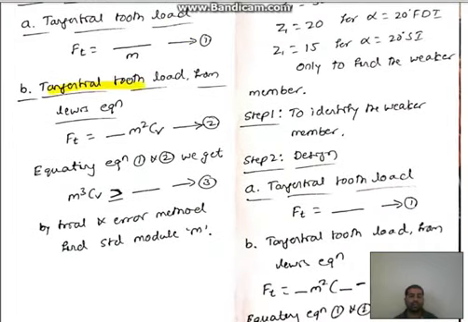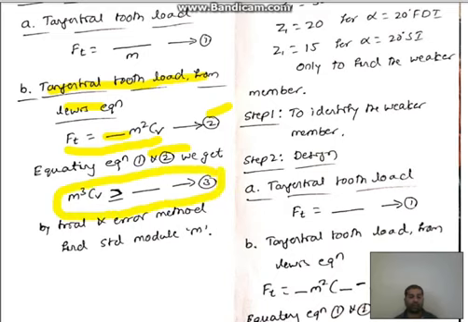B bit is tangential tooth load from the Lewis equation. Here the dash means having some magnitude. The Ft value in terms of module and velocity factor, that is equation number 2. After equating equation number 1 and 2, we get equation number 3 in terms of module and velocity factor having some value. By trial and error method, find the standard module m.